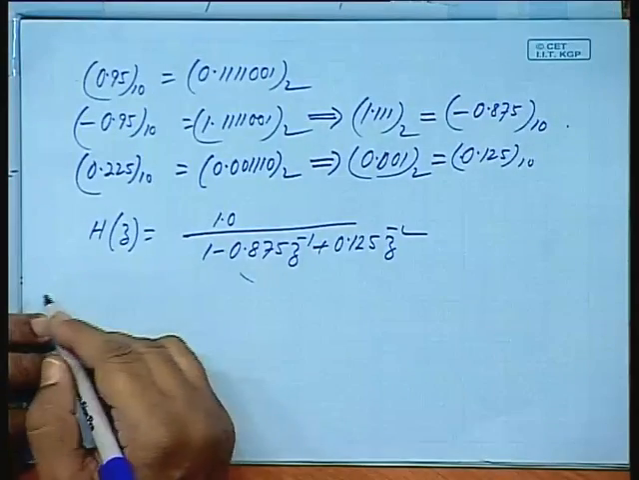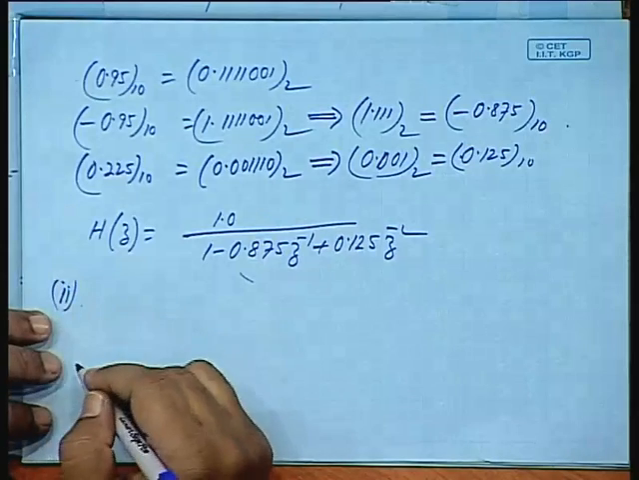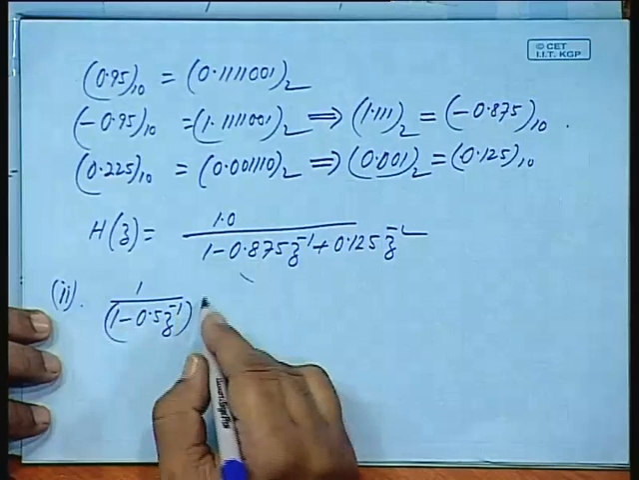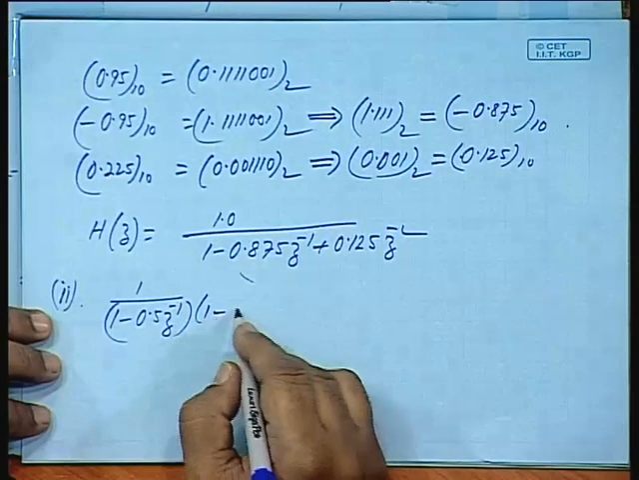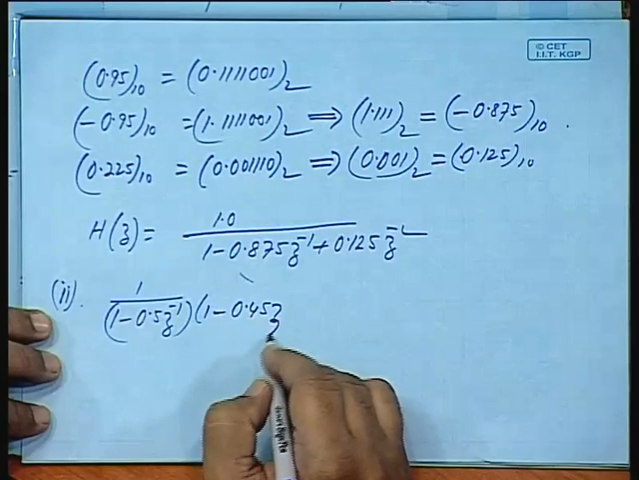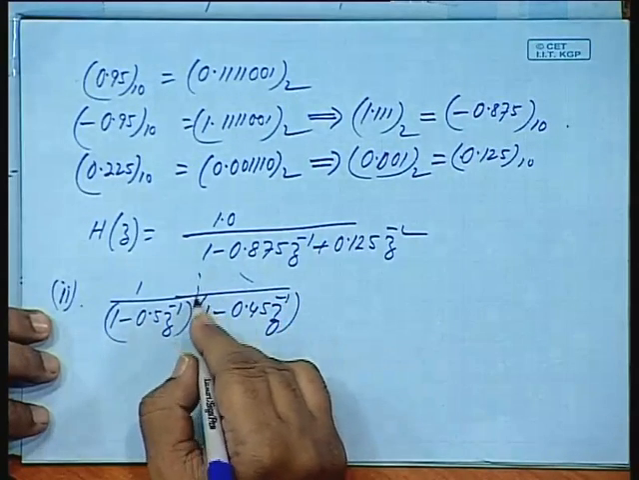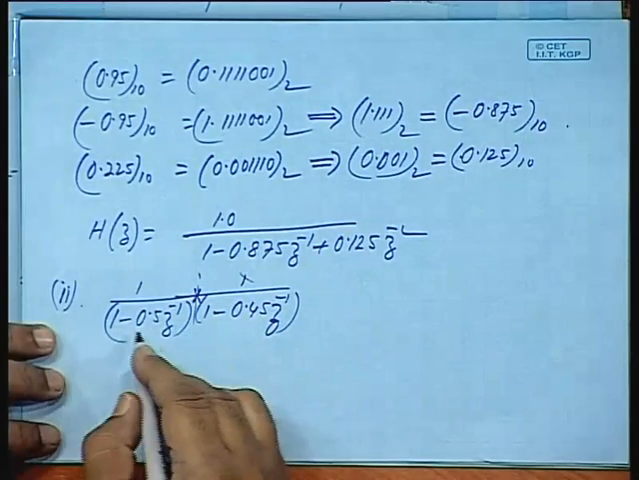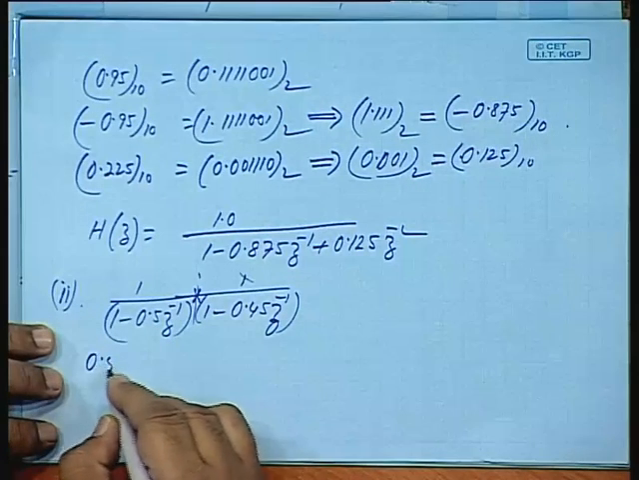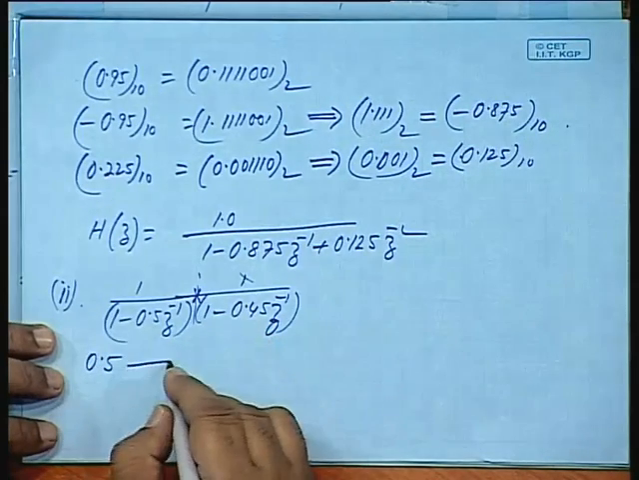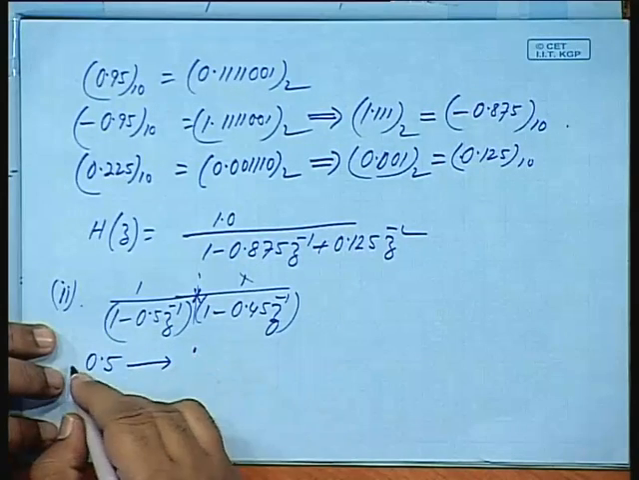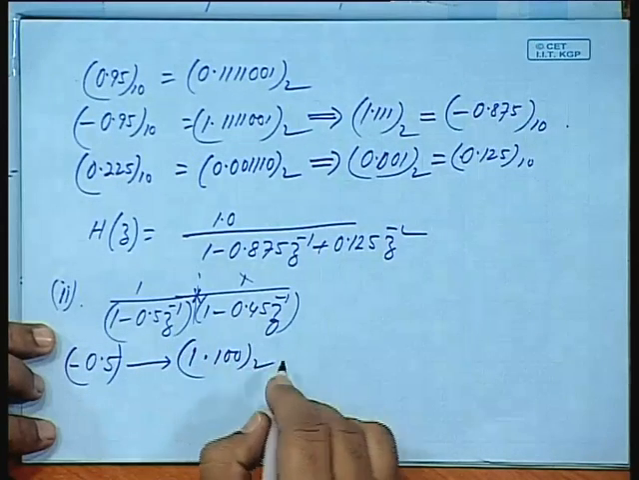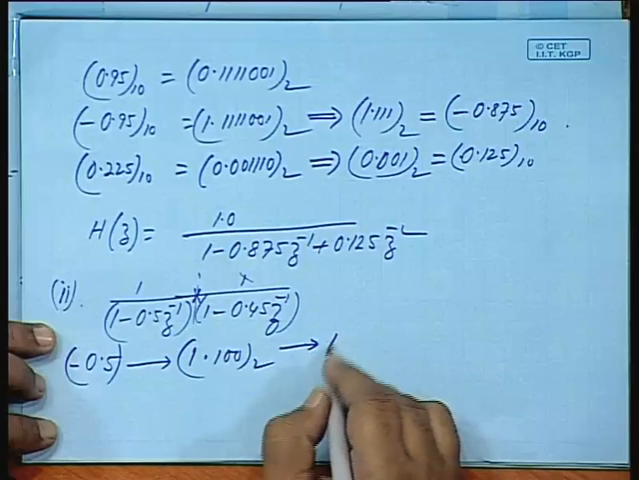Then in the cascade form, it is 1 by 1 minus 0.5 z to the power minus 1 into 1 minus 0.45 z to the power minus 1. So, I can take this as H1, this as H2. So, I have to approximate these two quantities. 0.5 is okay. If I take minus 0.5, it will be 1.100. So, that will be in 3-bit approximation remaining as it is.